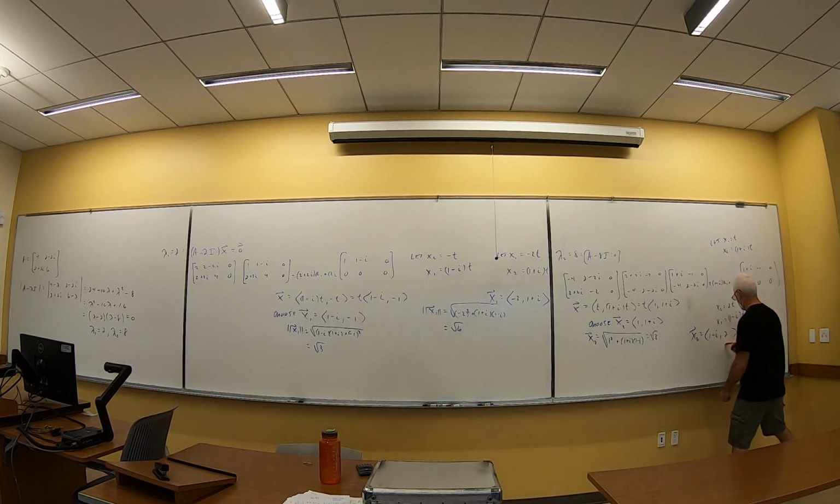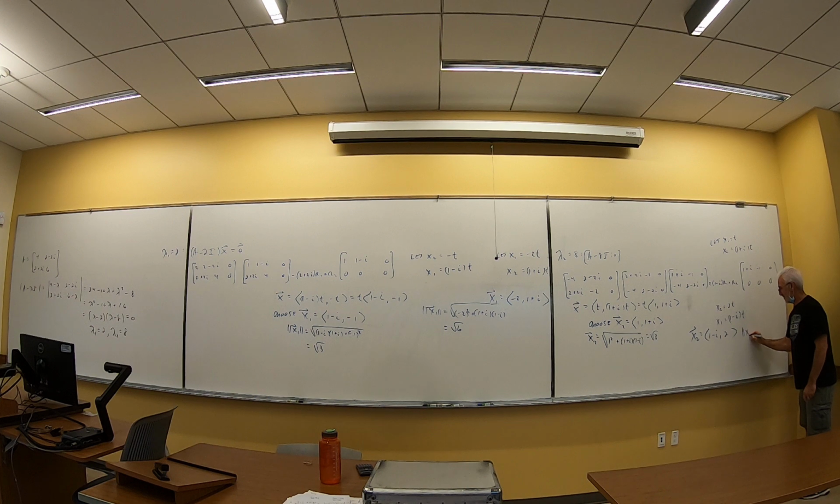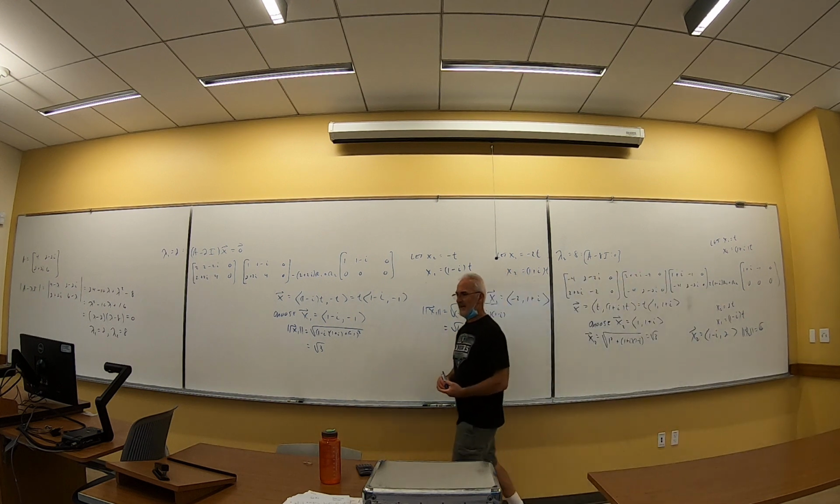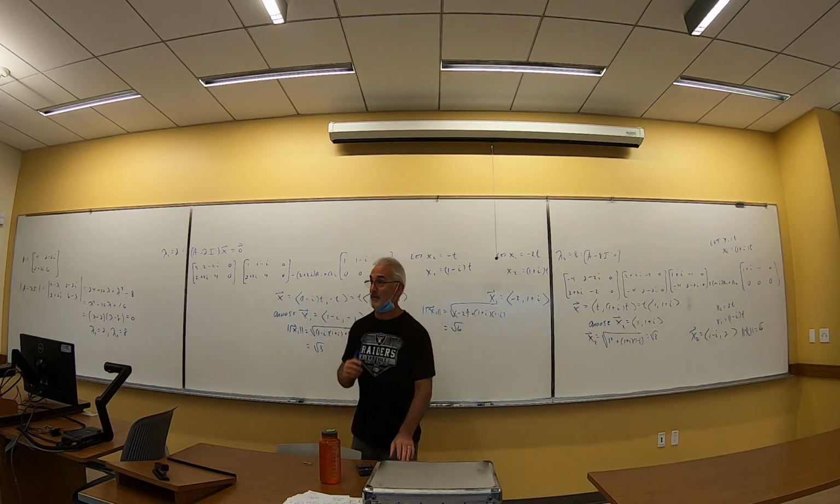What's the magnitude of this guy? I think it's obvious. It's also root 6, isn't it? Does it matter which ones you choose? Nope. You can have root 3s, you can have root 6s, it doesn't matter which way you go.